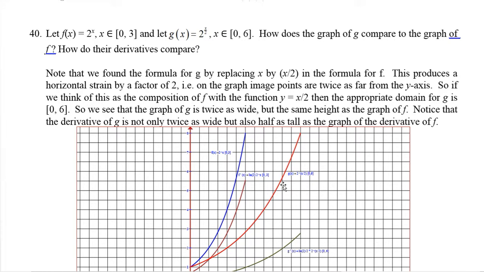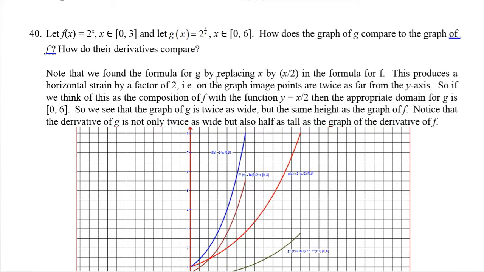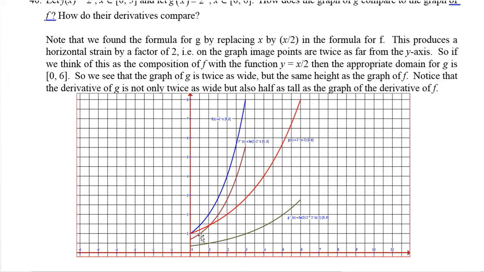So what's happened here is, first of all, it's twice as wide, but then it's also half as tall. So you take a point here, let's say the end point, it goes out twice as far and then halfway back down to here. Or a point here goes out twice as far and then halfway back down here. So it's twice as wide but also half as tall. Interesting.